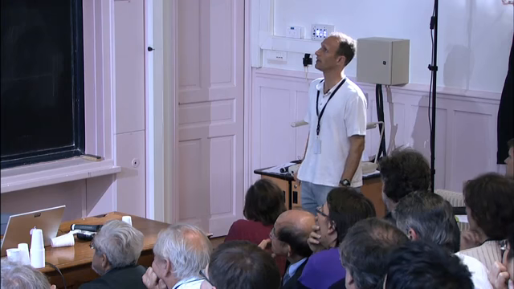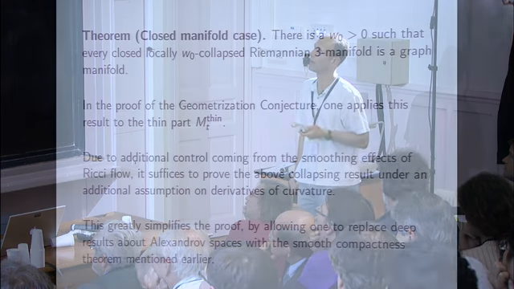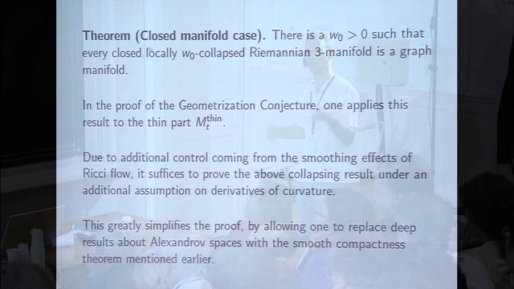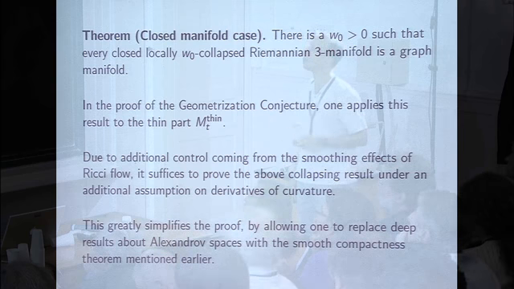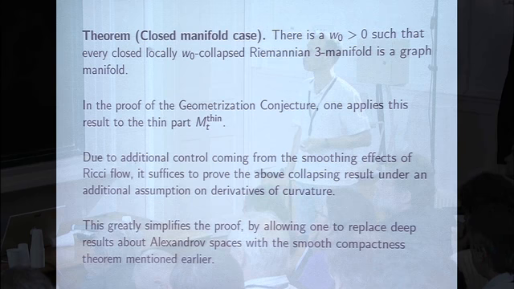So the benefit in using them is the proof is much simpler, at least if you measure the total length in terms of journal pages, because it allows you to avoid these results about Alexandrov spaces, so Perelman's stability theorem. And you can just replace those with the smooth compactness theorem, which I mentioned earlier.